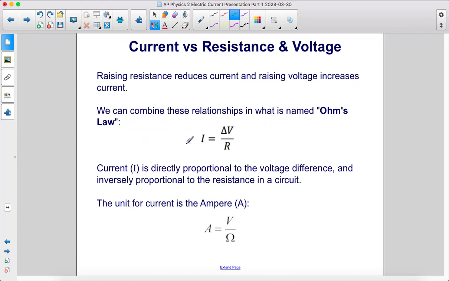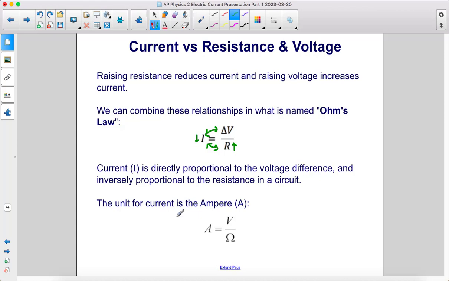Raising resistance reduces current and raising voltage increases current. We can combine these relationships in what is named Ohm's law, I equals V over R. Current is directly proportional to the voltage difference, so the bigger the voltage of the battery, the more current there will be. And current is inversely proportional to the resistance in a circuit. So if we increase resistance, we decrease current.